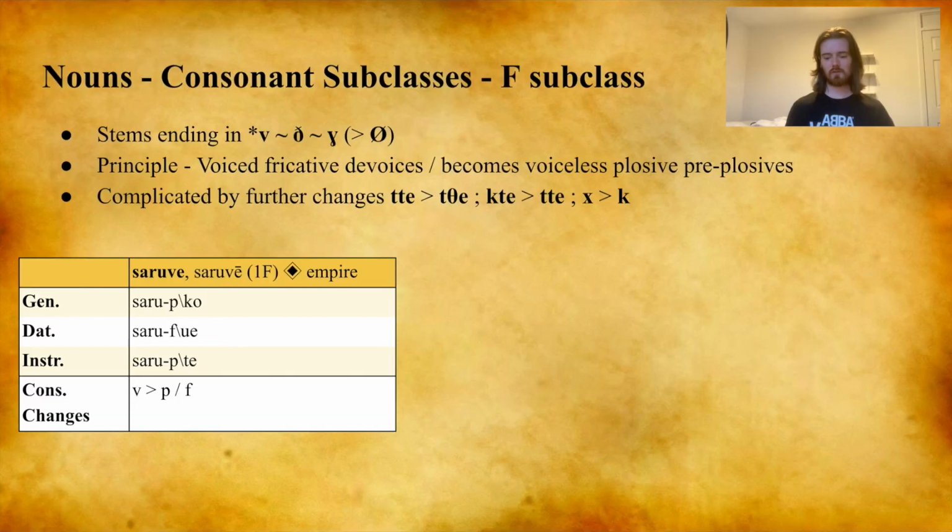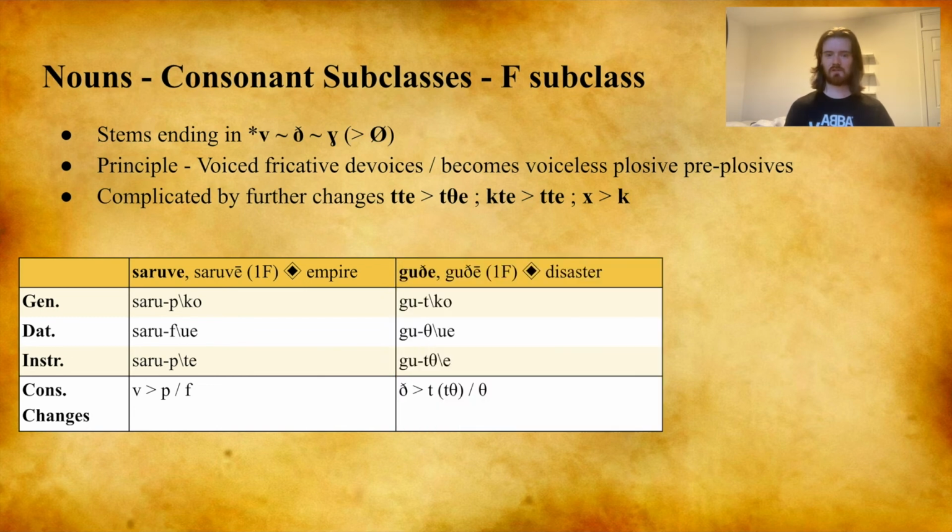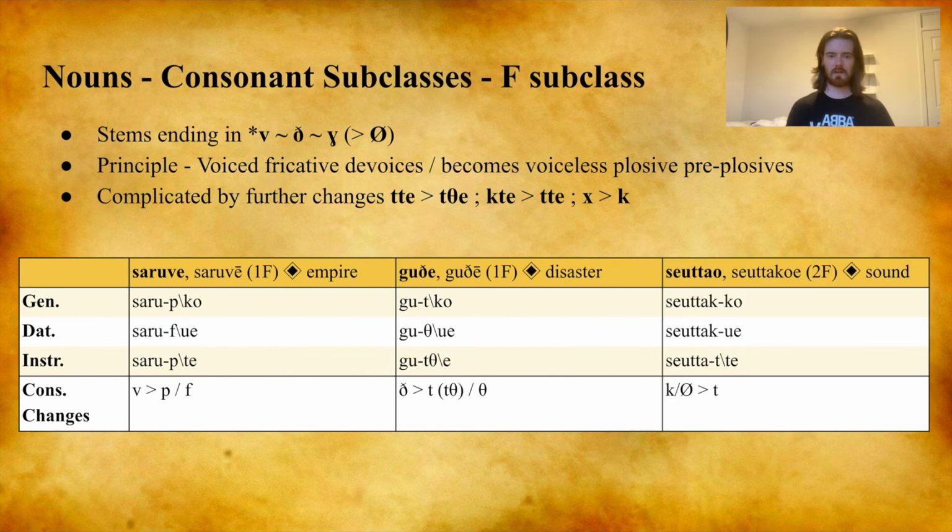So let's begin by looking at stems ending in a V. Sarove, which means empire, has the genitive sarupko, dative sarufue, and instrumental sarupte. Now stems ending in the, gude, which means disaster, with the genitive gutko, dative guthue, and instrumental guthe. And finally, nouns whose stems originally ended in the voiced r, seutau, meaning sound, has the genitive seutako, dative seutakoe, and instrumental seutate. And that's it for the consonant changes that occur to consonant subclass nouns.